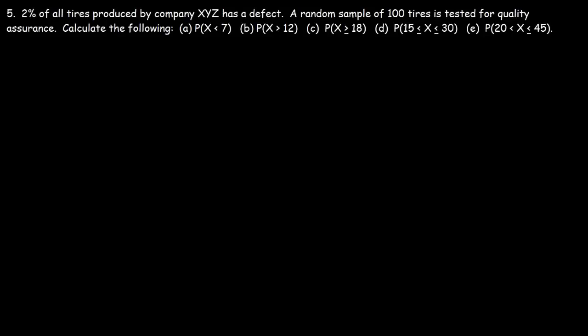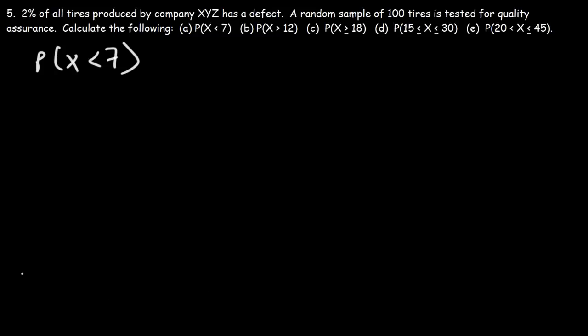Number 5. 2% of all tires produced by company XYZ have a defect. A random sample of 100 tires is tested for quality assurance. Calculate the following. So go ahead and try these problems. It's based on a previous problem. So what is the probability that X is less than 7? What is the probability that we're going to find a defective tire within the first 6 samples? So keep in mind, P of X less than 7 includes all the numbers from 1 to 6. It does not include 7. So how do we get this answer?